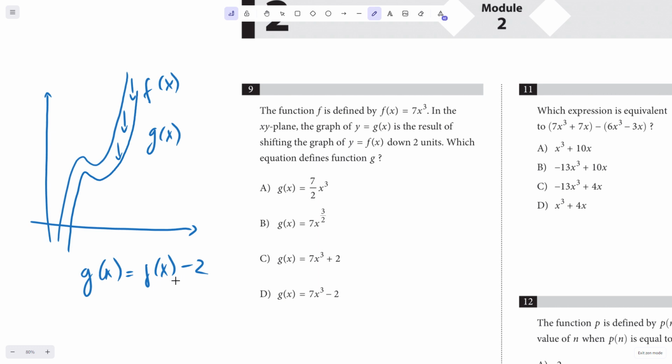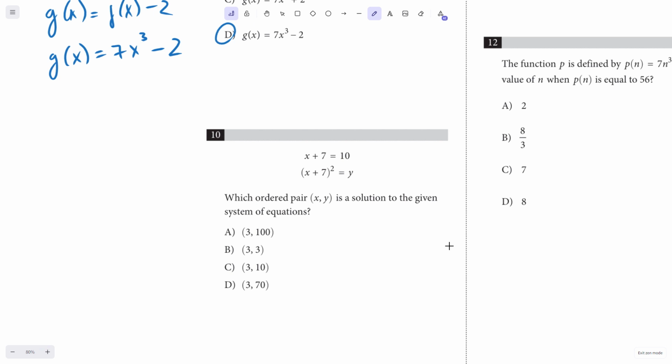And if we plug in the function f of x, we get g of x equal to 7x cubed minus 2. And there we have it. The correct option is the option D.